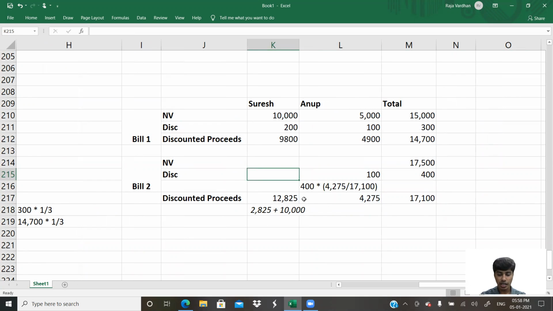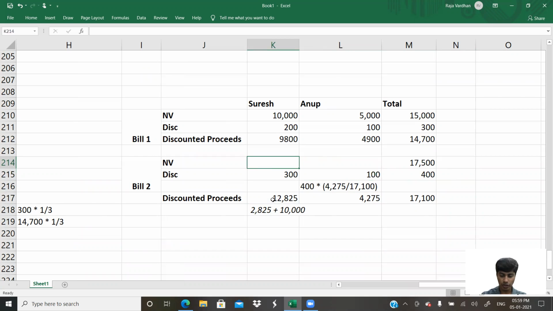How about this case? Again, you would have to see, 12,825 rupees is what he is getting out of 17,100. Out of 400, how much should he bear? That's it. It is equal to cross multiplication, 12,825 multiplied by 400 divided by 17,100. 400, 300 and 100. This 400 rupees discount charges is to be shared between Suresh and Anup in the ratio 300 and 100. You get that? In the same way, this also has to be shared between them.